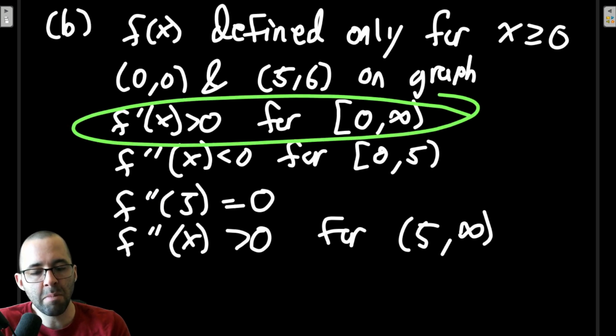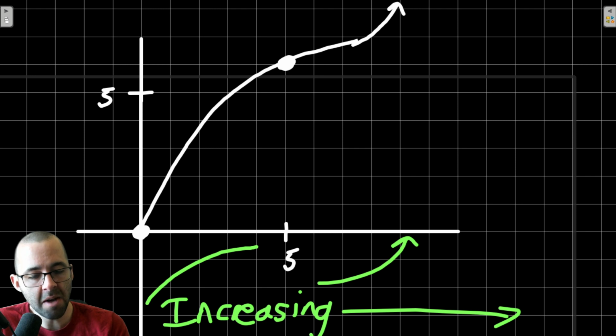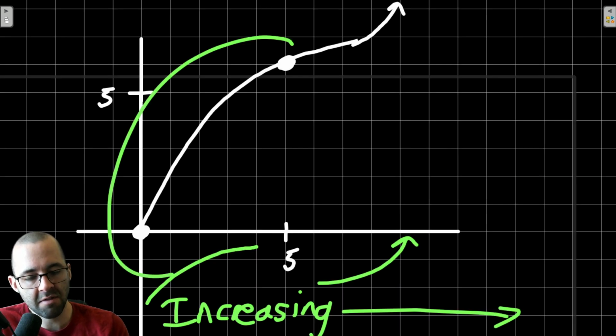Is the derivative positive? Is it increasing everywhere? Yep, it's increasing everywhere. It gets a little close to flat here, but it never actually gets flat. All right. Are we concave down from 0 to 5? Yep, concave down right here. Sure.